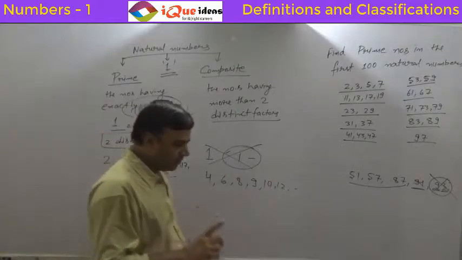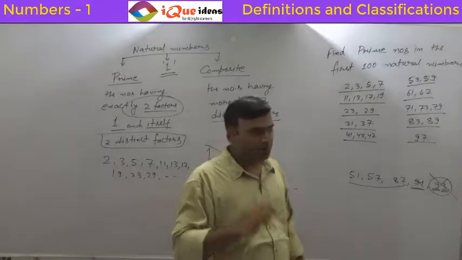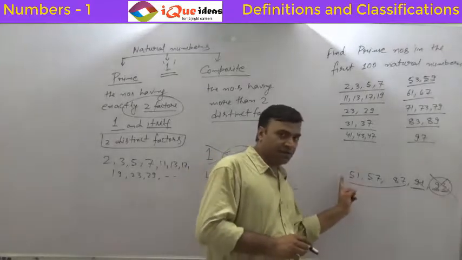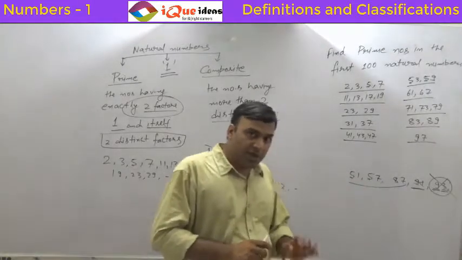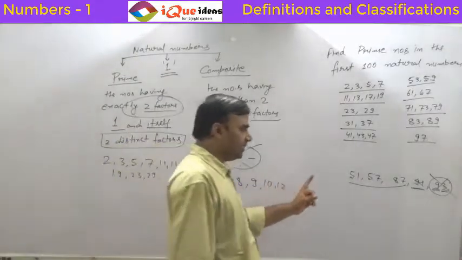Are you aware that divisibility of 3 is dependent on the sum of digits of the number? What do you do? You add the digits. Say 51. If you add the digits, 5 plus 1, that is 6. If the sum of digits is divisible by 3, then the number is divisible by 3. So 51 is divisible by 3.